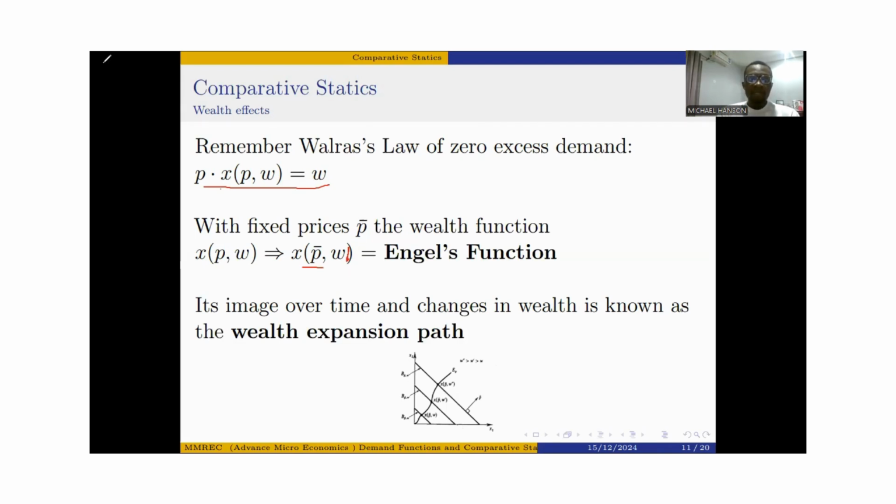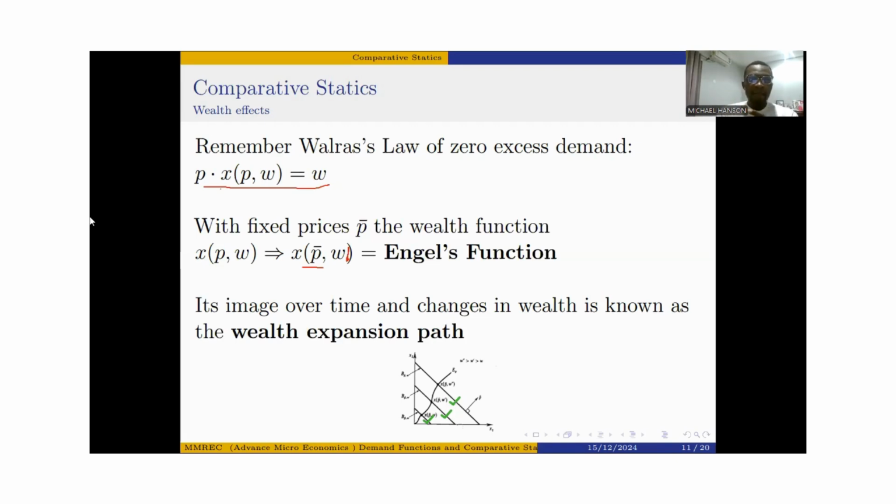Now, let's take a look at this diagram. So we are seeing this line and this budget line. It goes from the lowest to the highest.